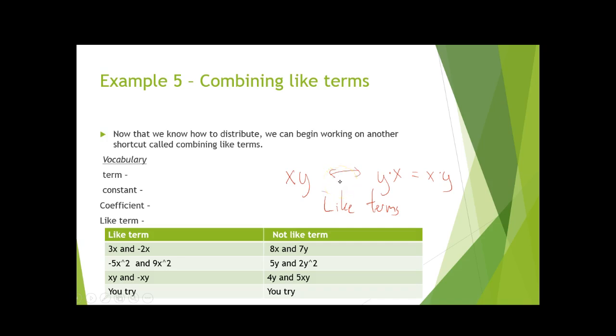You could have x and then y, you could have y then x, or if you had ABC, you could have BAC. It doesn't matter, just as long as they're the same variables with the same powers. So I want you to come up with 2 like terms and 2 not like terms, and put them in your notes in these columns.